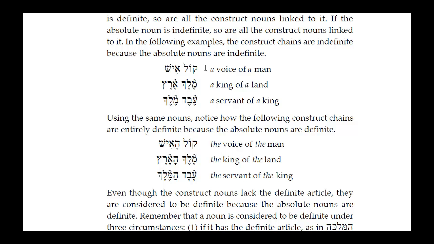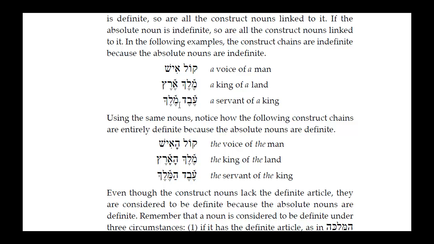So when we're looking at some examples here of indefinite, we have kol-ish. There's no definite article on ish here. This is the absolute noun ish, and this is the construct noun kol. There's no definite article on ish, so the construct noun is going to be indefinite as well. So it would be a voice of a man, kol ish. Melech would be Melech Eretz, a king of a land. Eved Melech, a servant of a king.